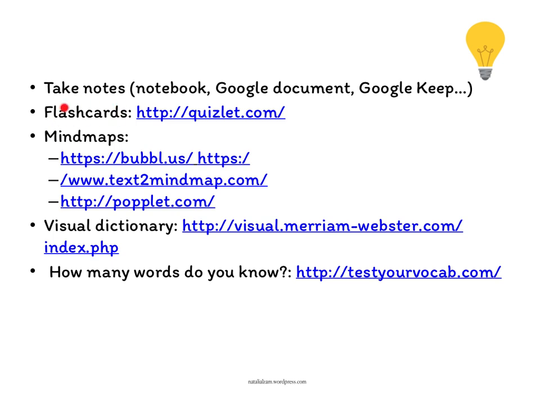You can create your own flashcards, like physical cards where you have the word on one side and on the other side of the card the image or the definition. You can also do them digitally. You can have some mind maps, I'll show you some later. Or you can use some visual dictionaries. I'll show you one in a minute.